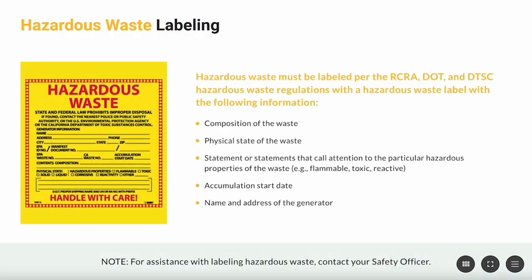Hazardous waste must be labeled with specific information required by RCRA, DOT, and DTSC regulations. This includes the composition and physical state of the waste, statements about its hazardous properties, the accumulation start date, and the name and address of the generator. Contact your safety officer for help with labeling hazardous waste properly.